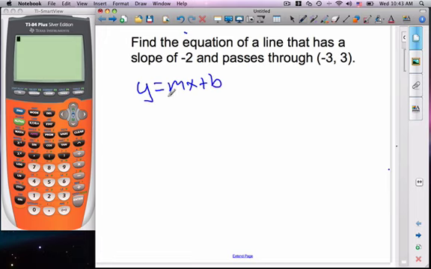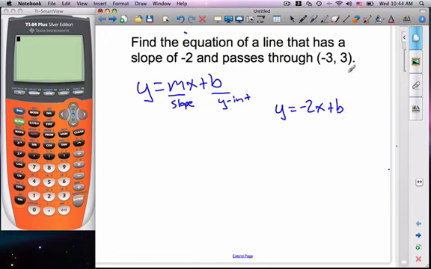Remember that one way we can write the equation of a line is y equals mx plus b, where m is our slope and b is our y-intercept. Now, in this problem, we've already been given m. We know that the slope is equal to -2. So we can write y equals -2x plus b. And now what we need to do is solve for b, our y-intercept.